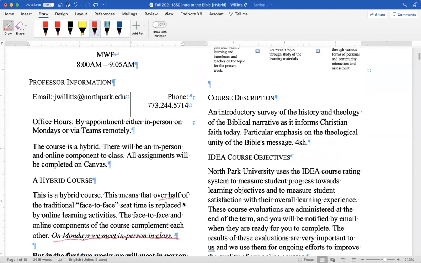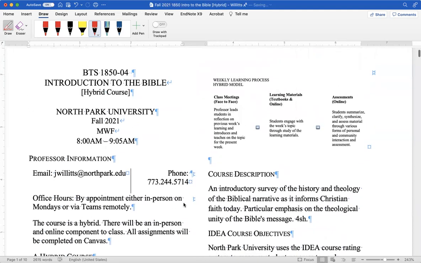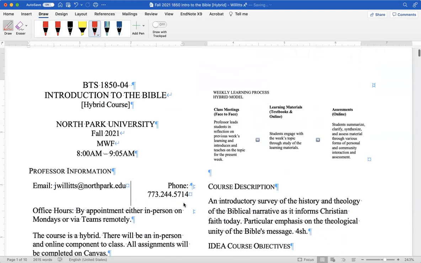Now, that's a hybrid, and I provided this little table to represent how the hybrid works, and you can look at that for further reaffirmation of what a hybrid is. Now, the course description.